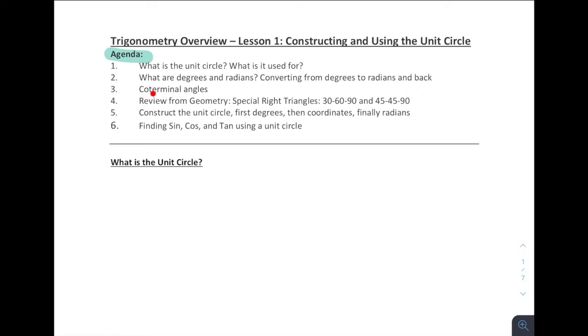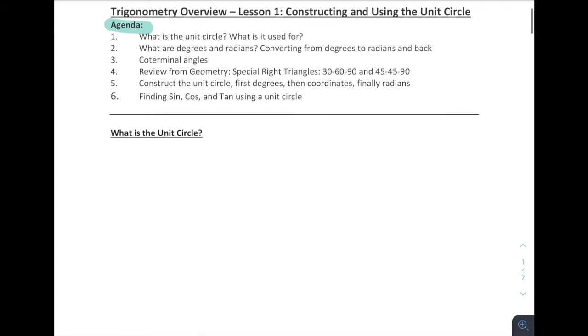Third, what are coterminal angles and what does that mean? Fourth, reviewing from geometry, special right triangles, 30, 60, 90, and 45, 45, 90 triangles. Fifth, actual construction of the unit circle with degrees, coordinates, and radians. And then finally, for number 6, finding sine, cosine, and tangent using the unit circle. All right, so the first question for us for today is, what is the unit circle?